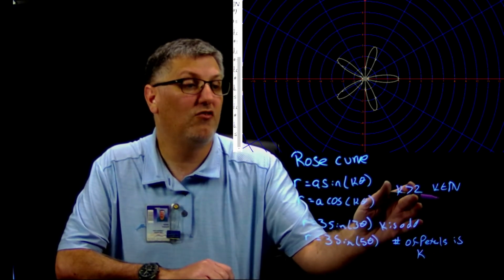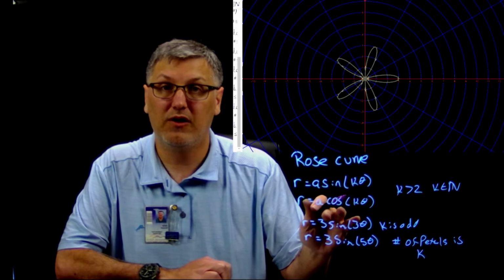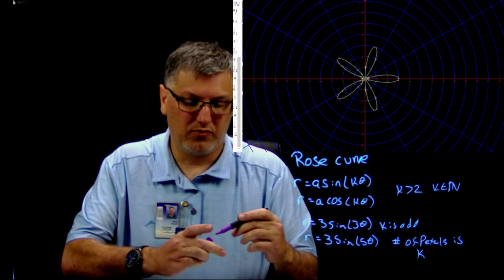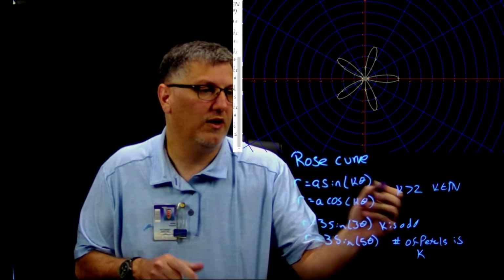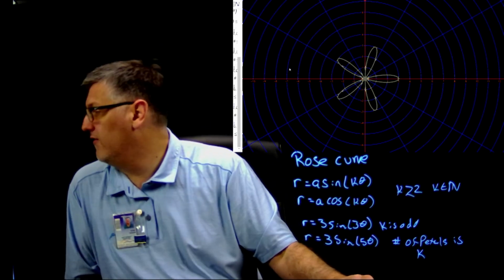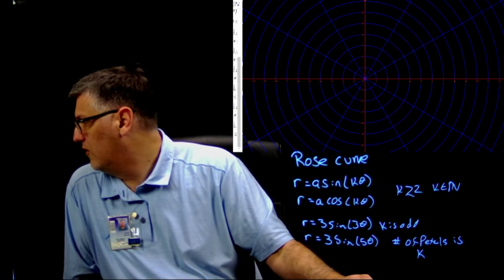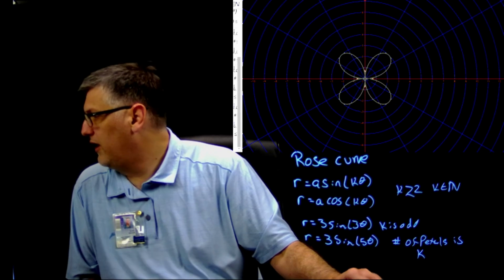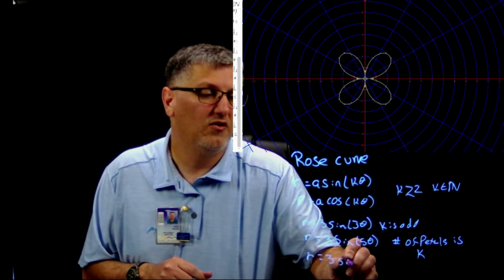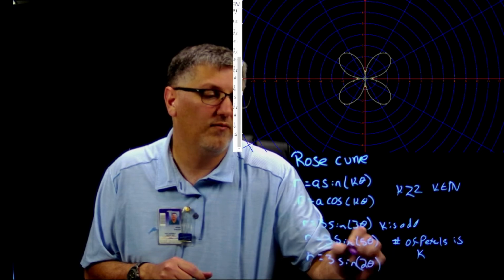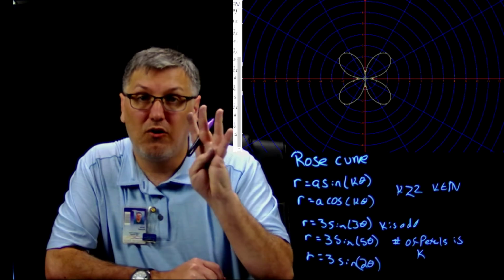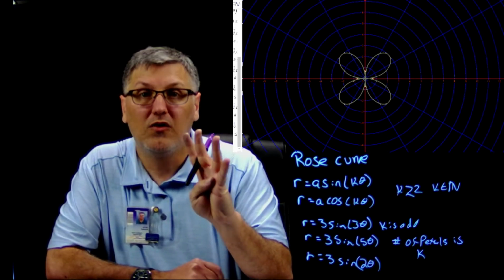Now let's look at a scenario when k is even. So k is greater than or equal to 2, so 4, right? Let's take a look at that in the even situation. So here is the graph of r equals 3 sine of 2 theta. All right, count how many petals there are. There are 4 petals. Let's keep that in mind.